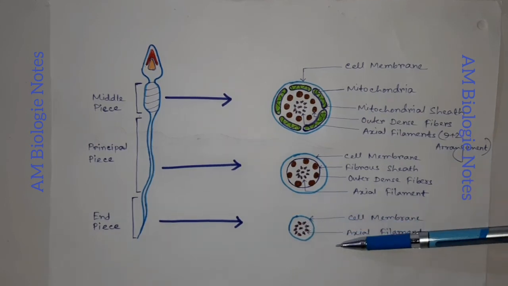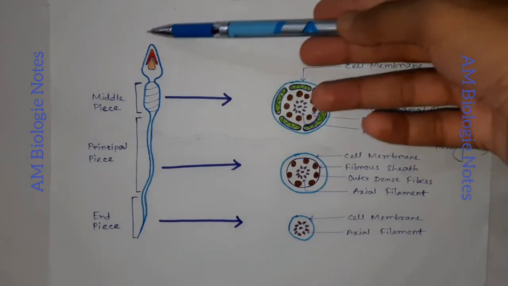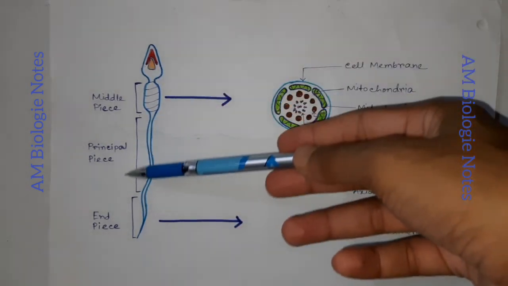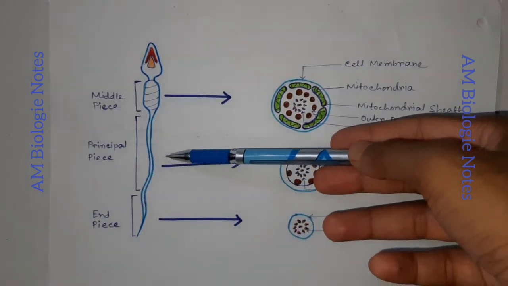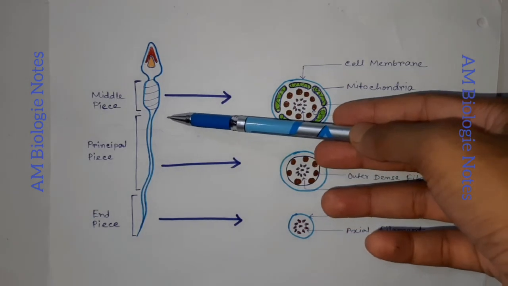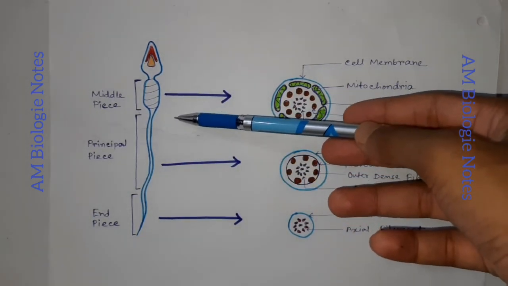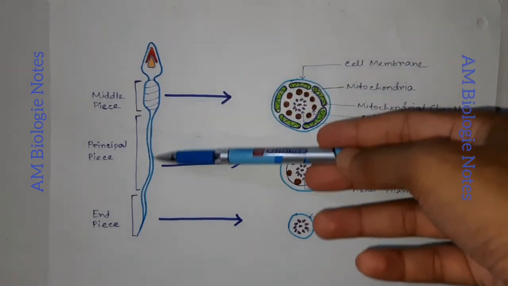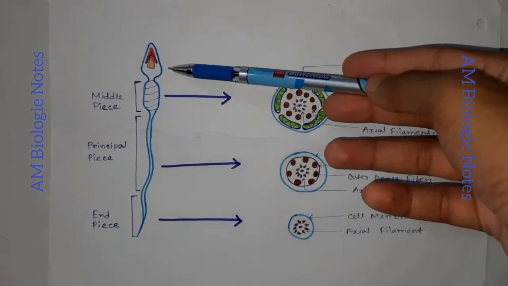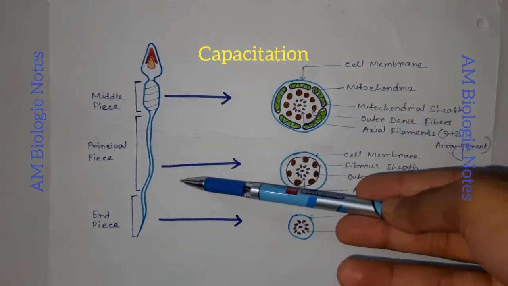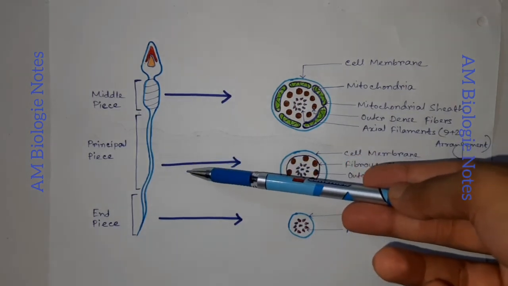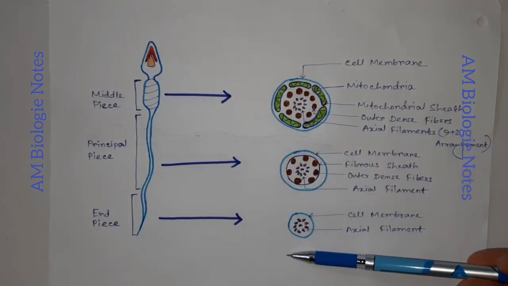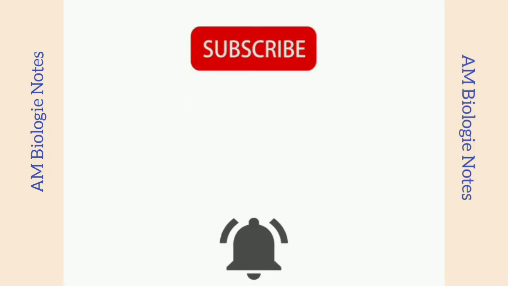Lastly, one important thing I am telling you is that in mammals, the sperm released during ejaculation are able to move, but they do not yet have the capacity to bind to and fertilize an egg. The final stage of mammalian sperm maturation, cumulatively referred to as capacitation, does not occur until the sperm has been inside the female reproductive tract for a certain period of time. So this is all about the detailed structure of the human sperm.